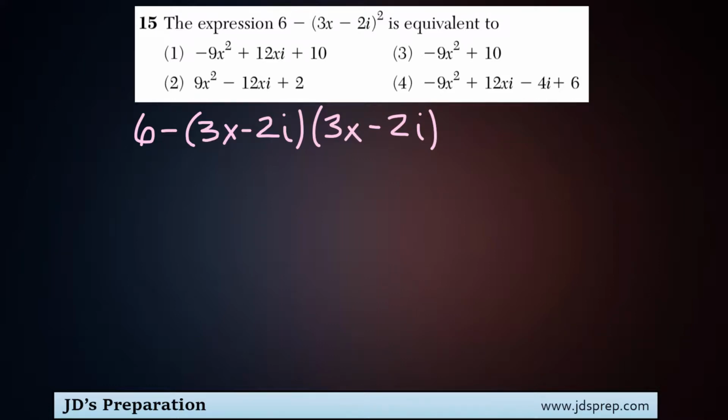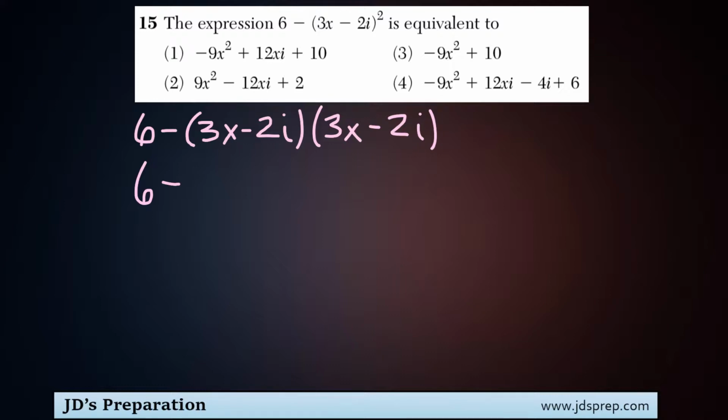To solve this problem, we're going to be expanding and simplifying this given expression. So to start off, you'll notice what I did is I wrote 3x minus 2i in brackets twice because it's being squared. I find visually it's easier to make less mistakes this way. So we're going to start by multiplying these two binomials together.